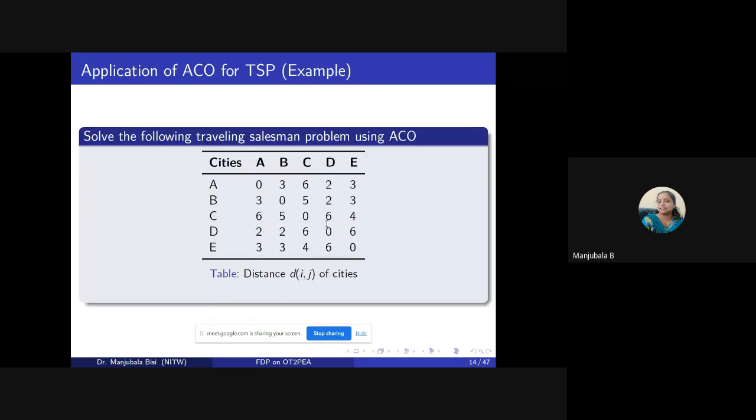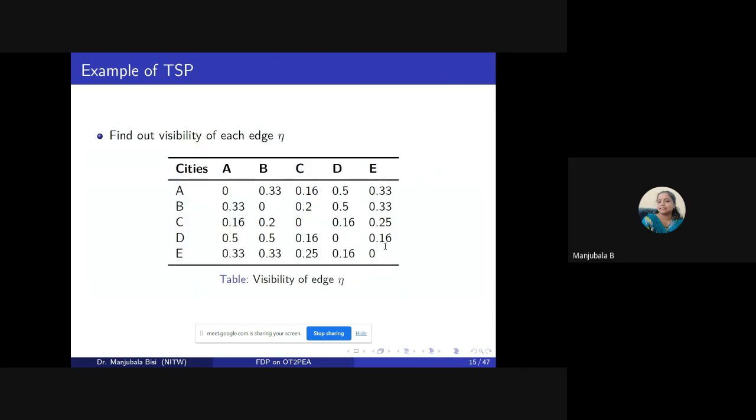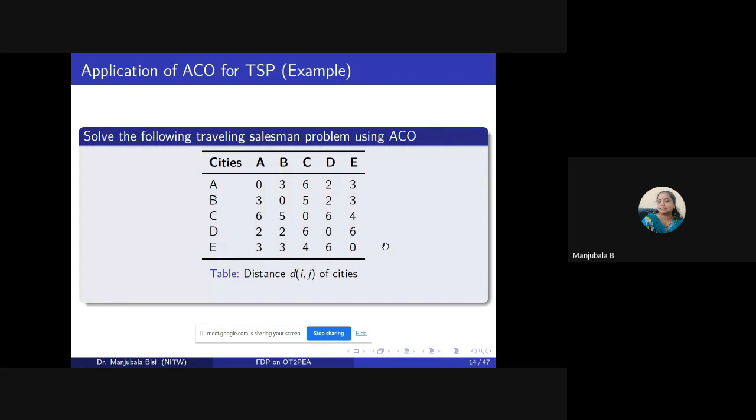Now we'll see a small example. This is a 5 city problem. So the distance between every city is given, right? What I have to do is solve this TSP problem by using this ant colony optimization method, right? So there are 5 cities. So I can construct a graph having 5 nodes A, B, C, D, E. Now the number n equals 5. So the m value you always have to take less than or equal to n. M, the number of ants, should be less than or equal to n.